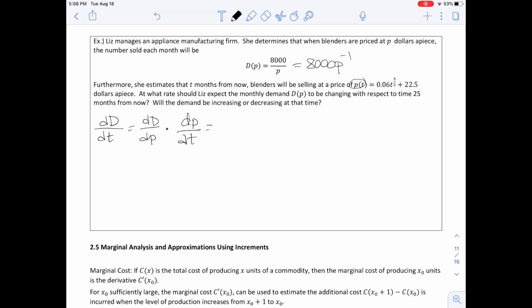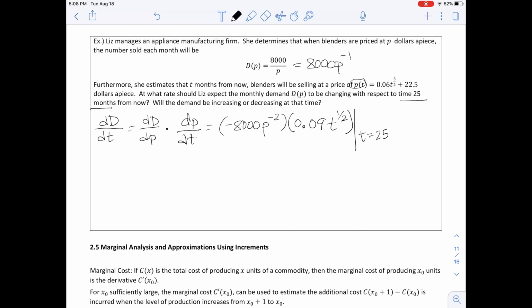So going ahead and taking the derivative of our demand with respect to price, we end up with negative 8,000 P to the negative second times the derivative of the price with respect to time. We get 0.09 t to the 1/2. And this does say 25 months from now. So we're going to evaluate this when t is equal to 25.